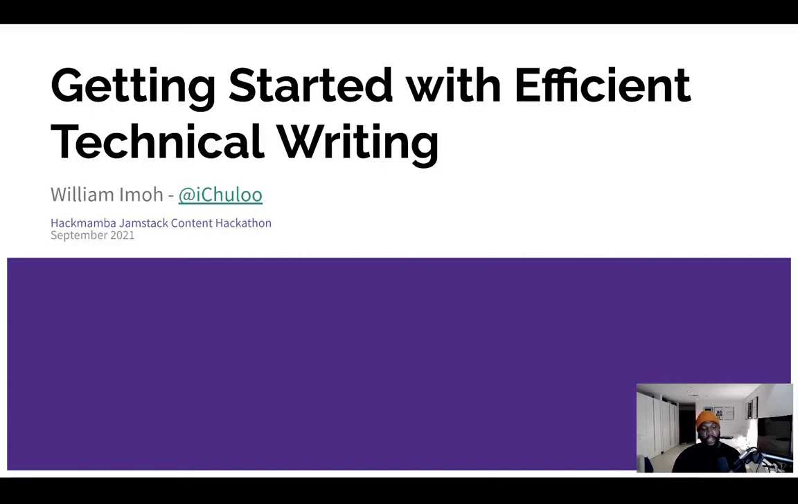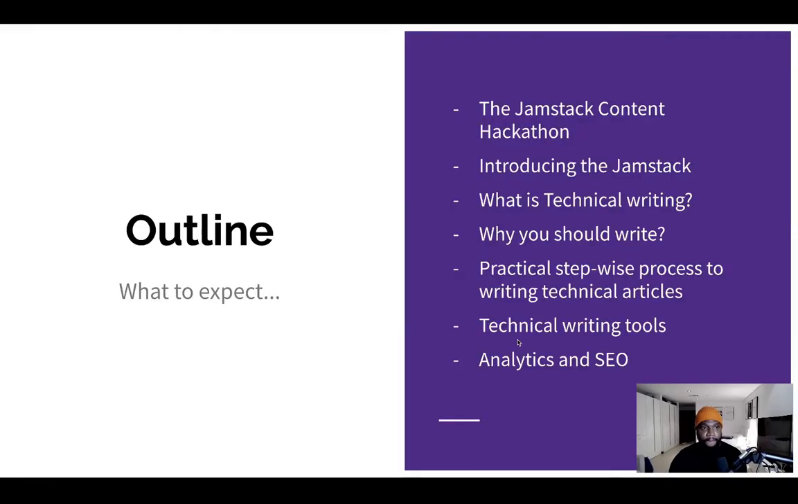And my name is William Imo. Once more, I am a product manager, developer advocate, technical writer, and software engineer. I basically do a lot of things. Today, I will be a technical writer and a product manager, and I'll be going through getting started with technical writing. So what should we expect from this?